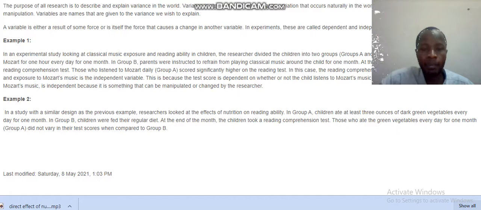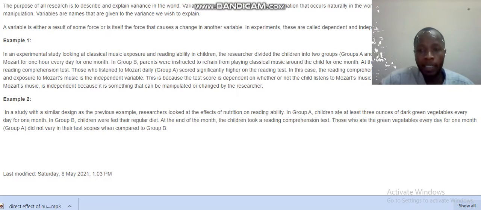In a study with a similar design, that is experimental, as the previous example, researchers looked at the effect of nutrition on reading ability. In group A, children ate at least 3 ounces of dark green vegetables every day for 1 month. In group B, children were fed their regular diet. At the end of the month, children took a reading comprehension test. Those who ate the green vegetables every day for 1 month, group A, did not vary in the test score when compared to group B.